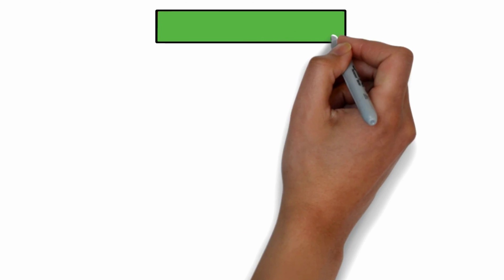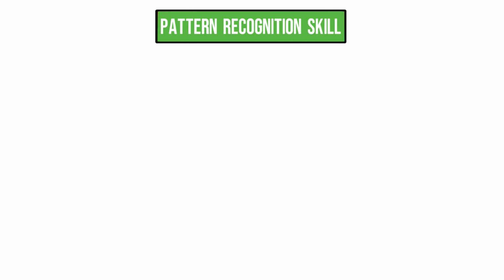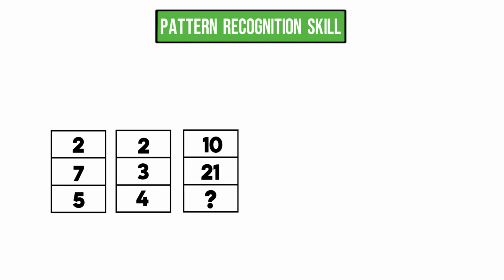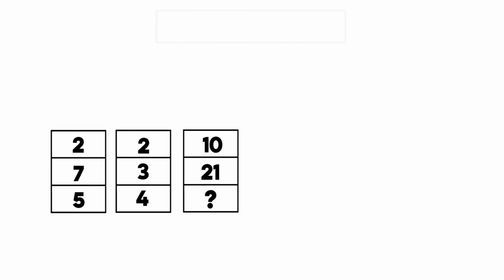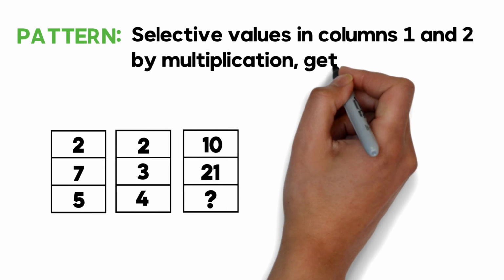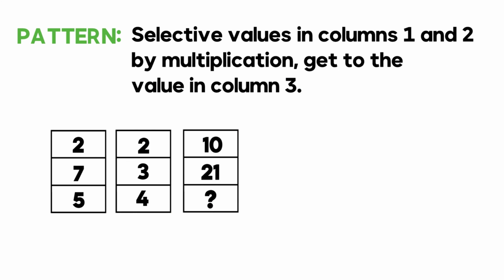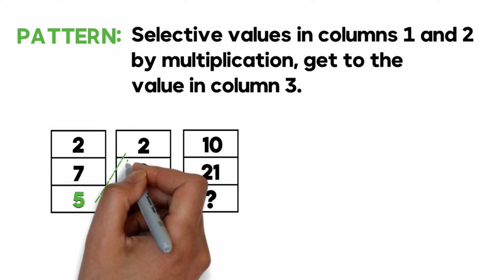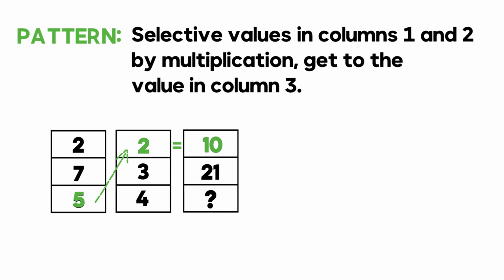The most important skill to solve these types of problems is pattern recognition skill. To recognize the pattern, you need to look closely into each column. Selective values in columns 1 and 2 by multiplication get to the value in column 3, and this is our pattern. Let's take a closer look for the values that are already present. If we multiply 5 by 2, we get to the value of 10.